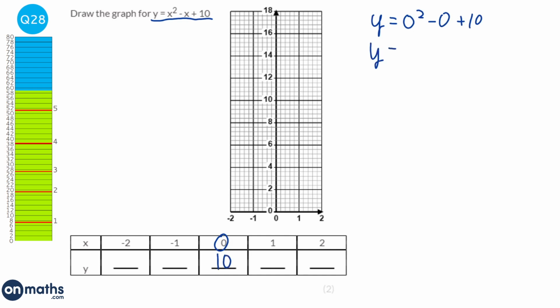Do the same for 1. So it would be 1 squared minus 1 plus 10. Well, 1 squared is 1, 1 take away 1 is 0, plus 10 is 10. So that will also be 10.